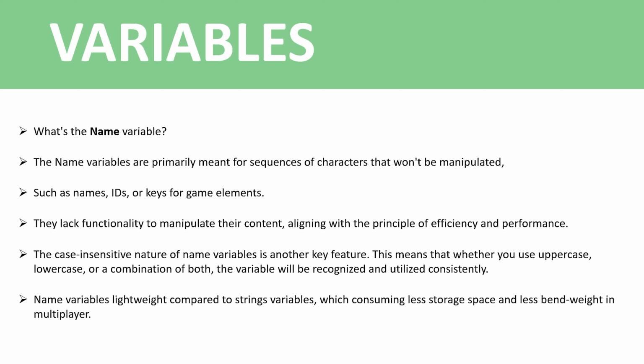Name variables are lightweight compared to string and text variables, which consume less storage space and less bandwidth in multiplayer. So let's go to Unreal Engine and see what we can do with it in Blueprint and C++.